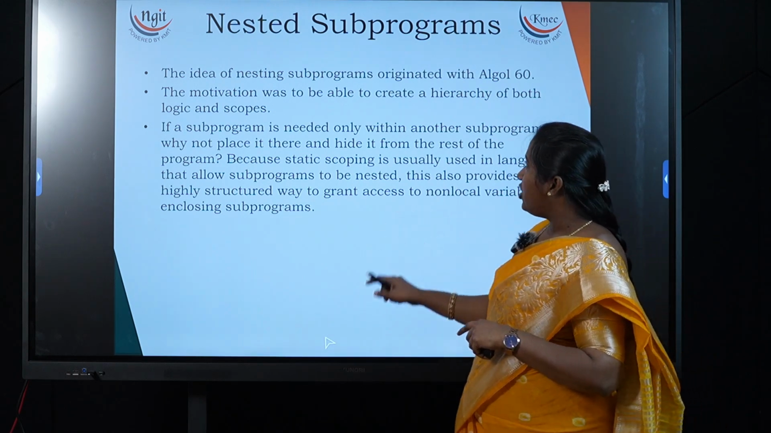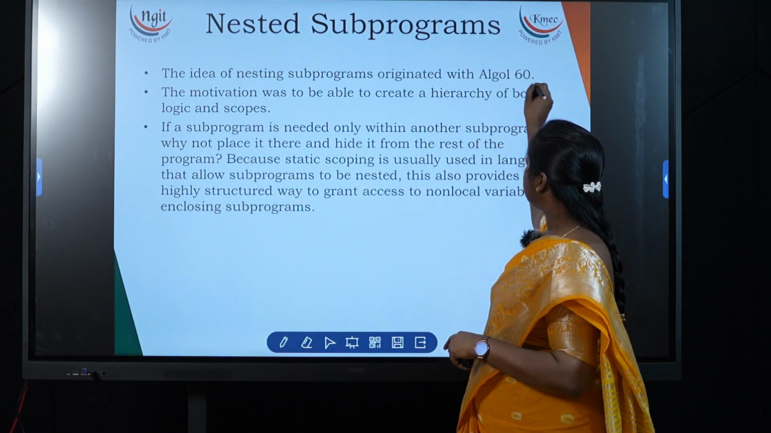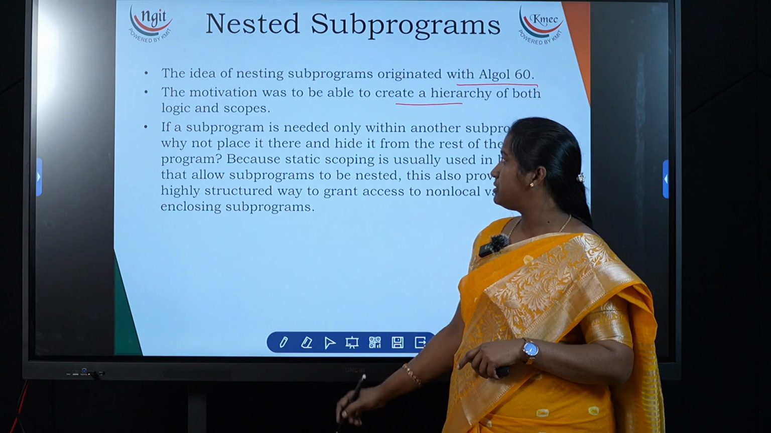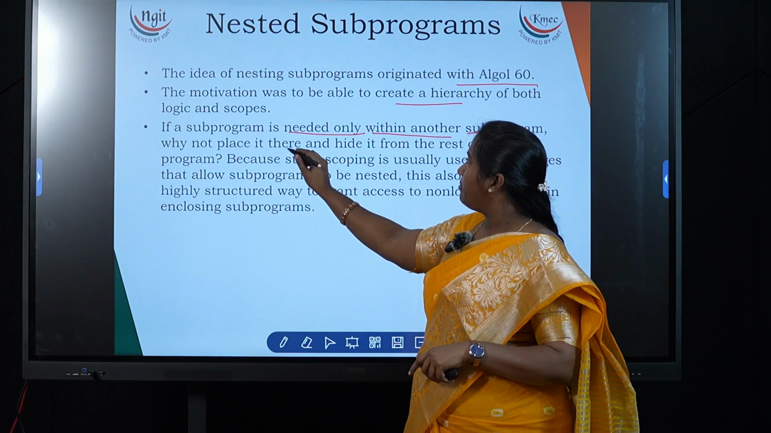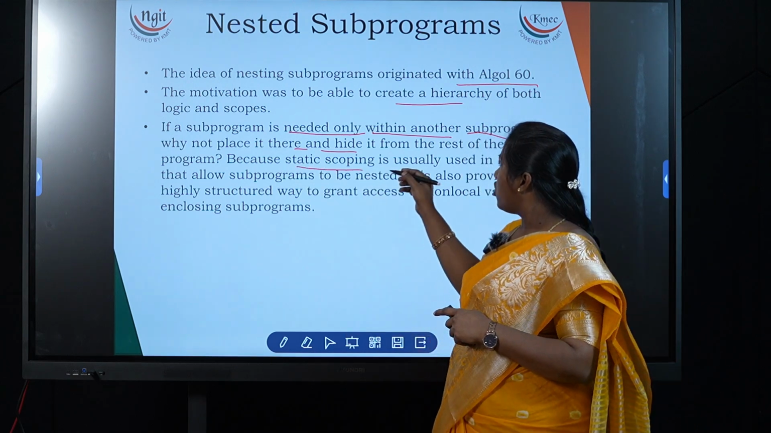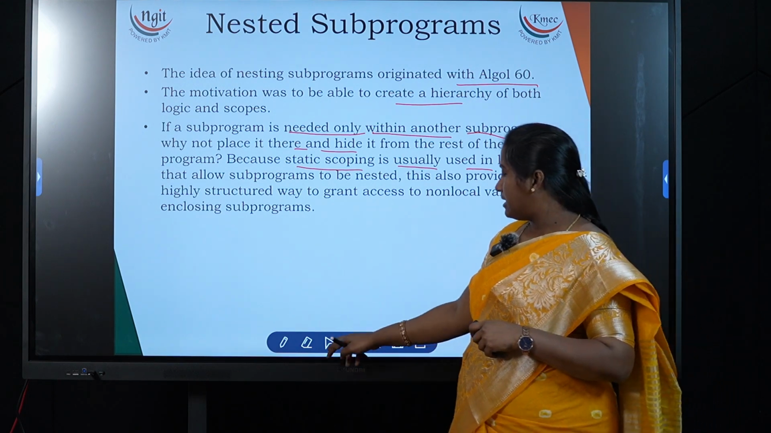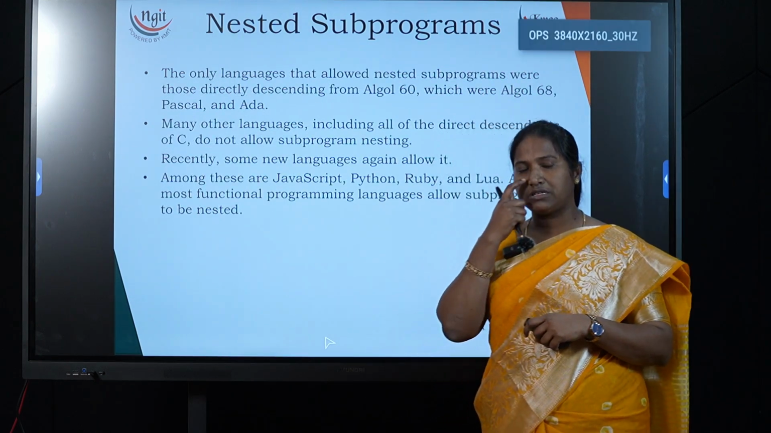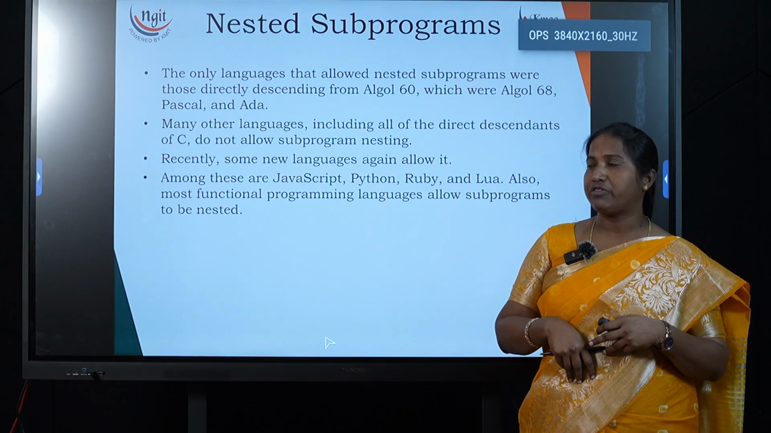Now the idea of nesting subprograms originated with the first contemporary language, which is ALGOL 60. The motivation was to be able to create a hierarchy of both logic and scopes. If a subprogram is needed only within another subprogram, why not place the definition of the subprogram inside of it? Because static scoping is usually used in languages that allow subprograms to be nested. So nested subprograms are basically an advantage, but they also bring some restrictions. Let's see which languages support what kind of definitions of a subprogram.